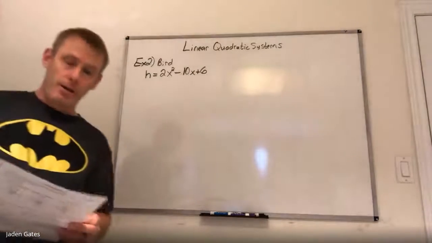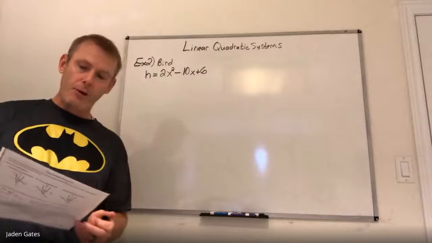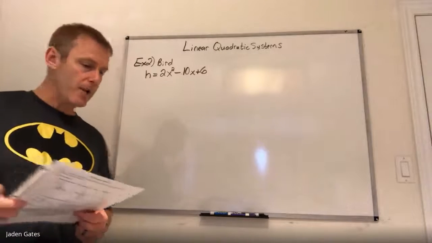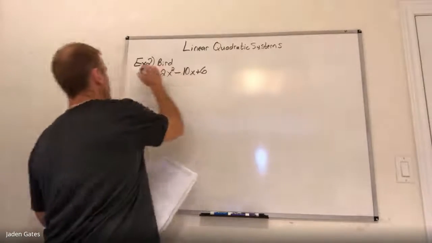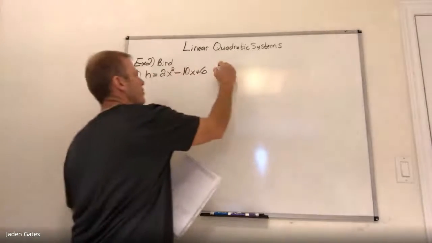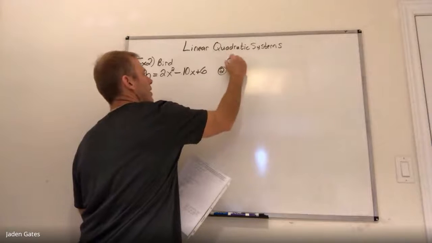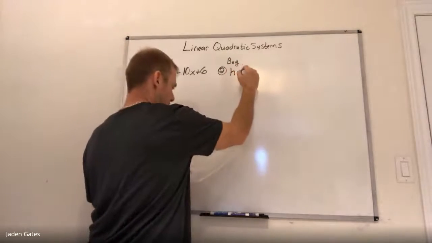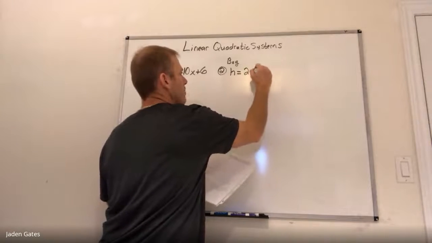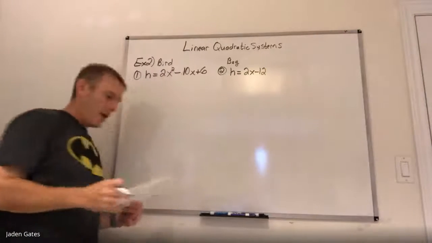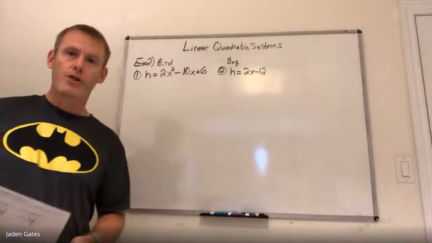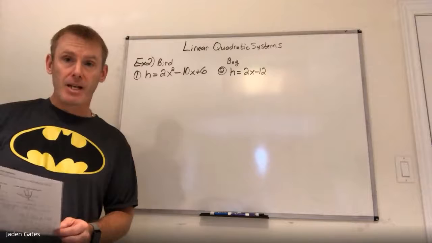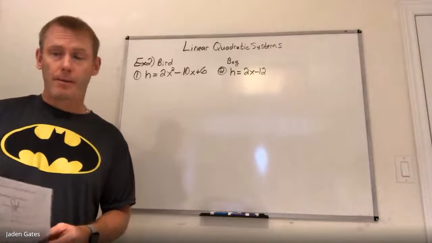Now a bug, lucky for this bird, jumps from the ground at the same time with a height that is represented by the equation. So there's our first equation. Here's our second. This is the bug who has linear motion. Must be a powerful bug, h equals 2x minus 12. And the question is this: do the bird and the bug meet each other? And if so, after how long?